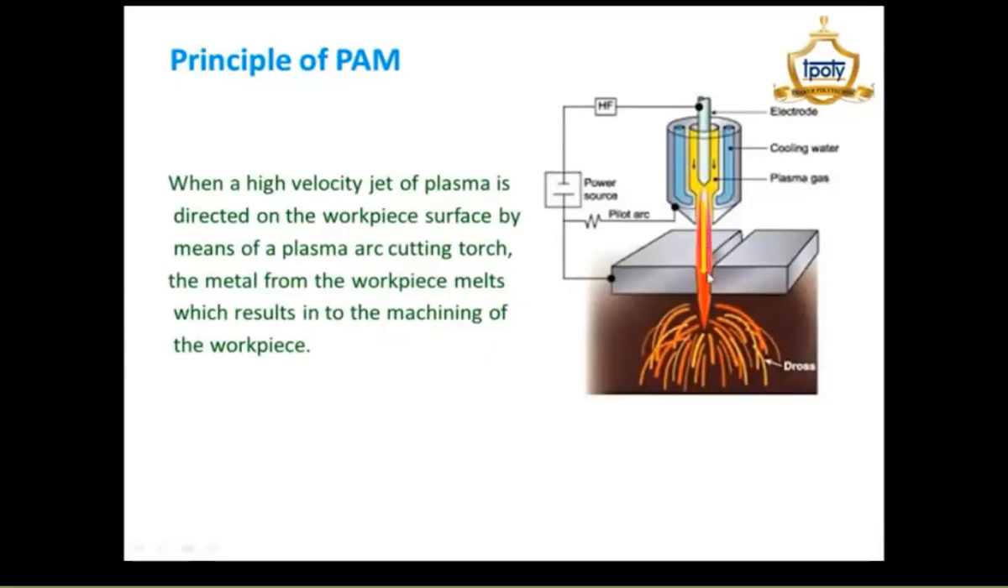So it is directed on the workpiece on that particular surface and through the plasma arc cutting torch, the metal from the workpiece gets melted. Which results ultimately in the machining of the process. So with very high temperature gas has been injected there.